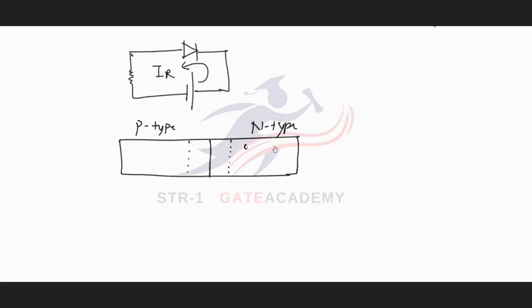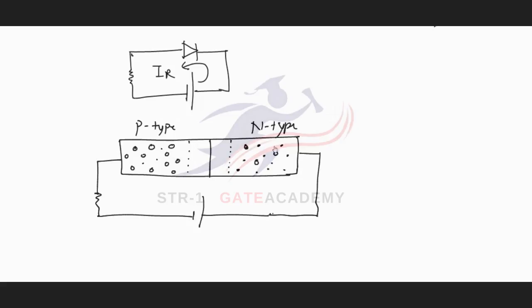On the N side, majority charge carriers are electrons, while there are few holes. While in P-type semiconductor, majority charge carriers are holes and there will be few electrons as minority charge carriers. Now, when this junction is reverse biased, means N side is biased at higher potential, these holes will move from higher potential to lower potential.